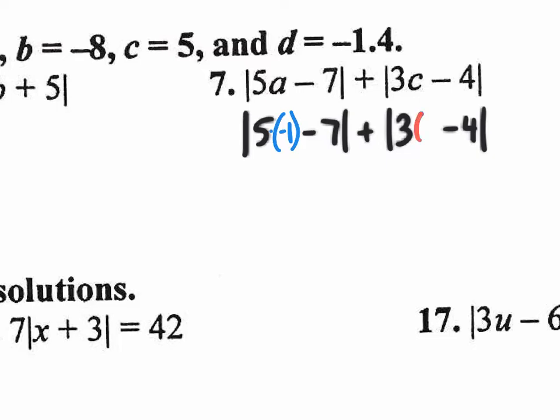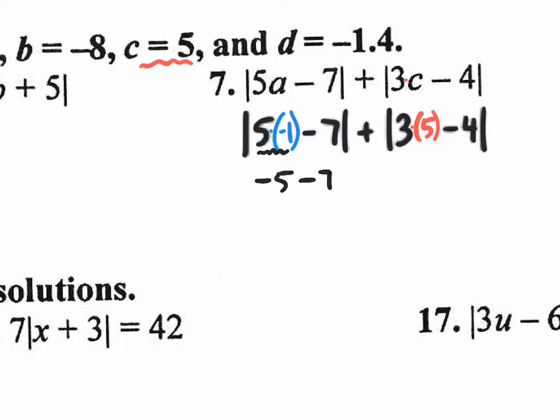Let me do a different color here. I want to put the C value of 5 right in there, and of course we are multiplying because there's no sign. So this is our math problem. Now let's actually simplify it. So on the inside of the absolute values, we need to simplify. On the first absolute values, we have multiplication and subtraction, and according to PEMDAS, you need to multiply first before subtracting. So 5 times negative 1, that is negative 5.